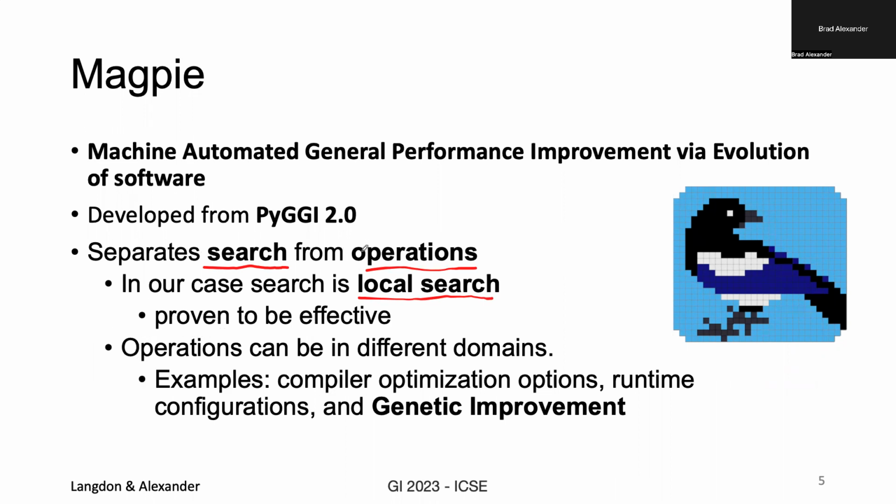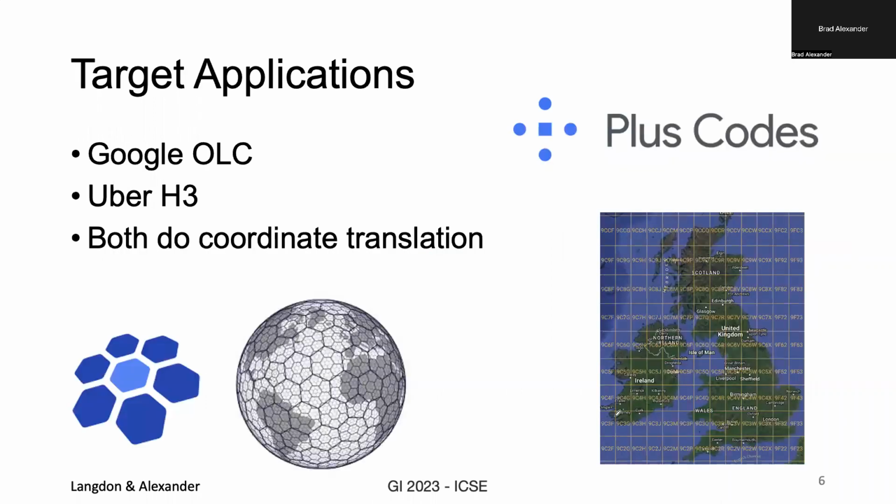Now, the operations that we employ can be different in different domains. In the case of Magpie, it's quite rich. It can target things like compiler optimization options, runtime configurations, and, most relevant to us, source code improvement for genetic improvement.